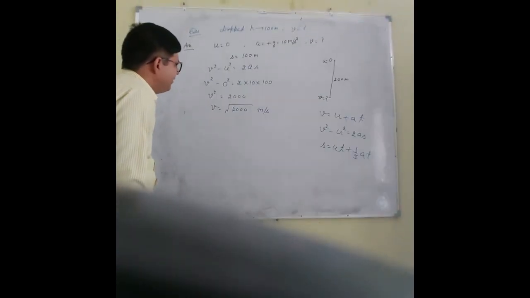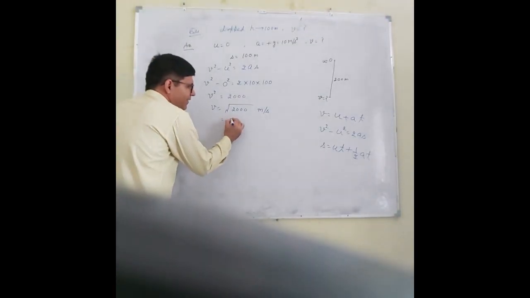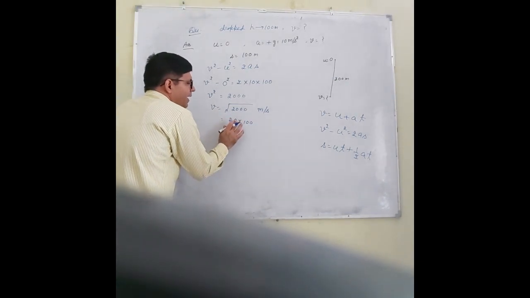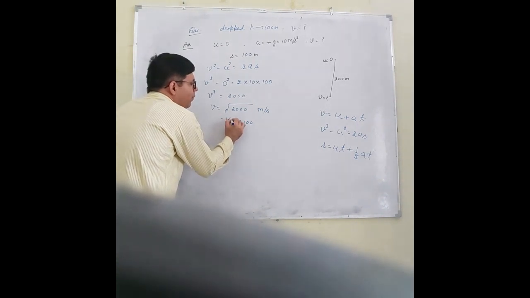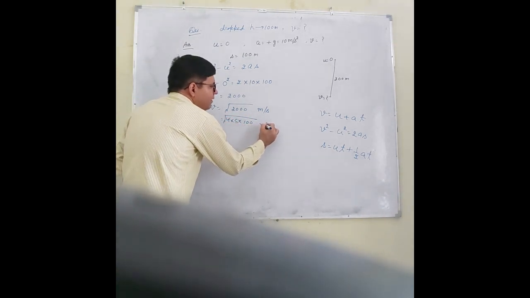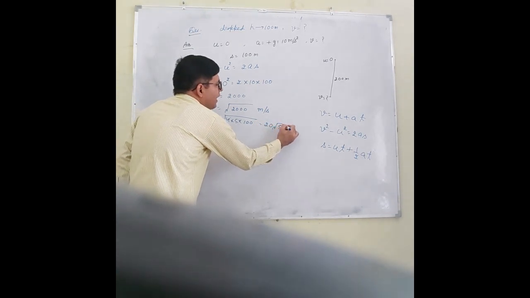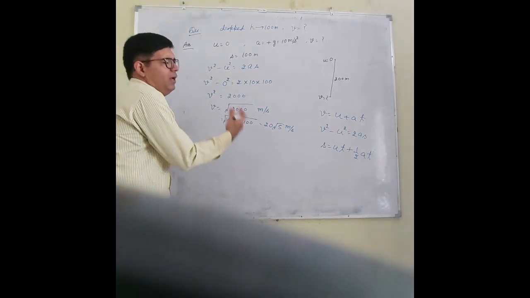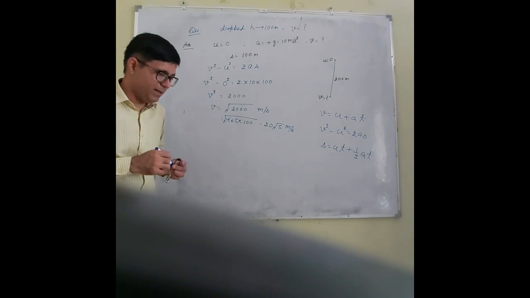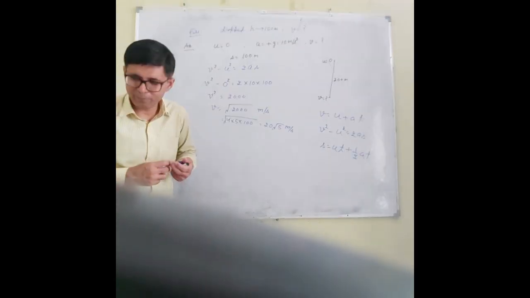Now, can you solve this? I can write it as 20 multiplied by 100, and more properly 20 can be written as 4 multiplied by 5. So this is 20 root 5 meter per second. Write the value of root 5 and you will get its answer. Alright? Okay.